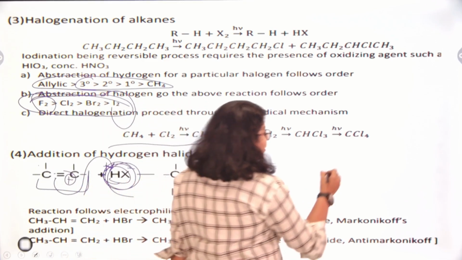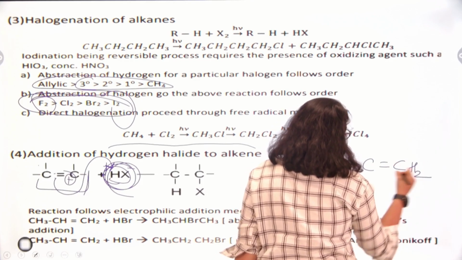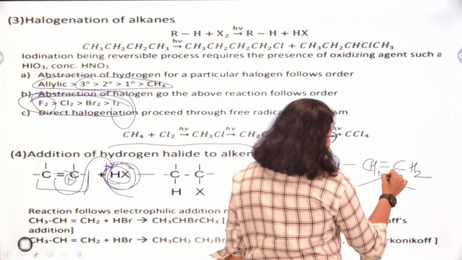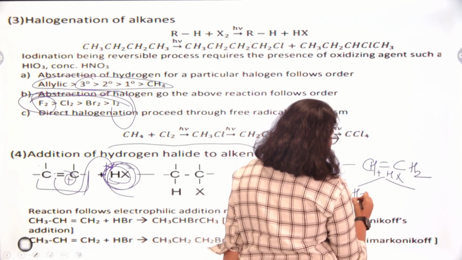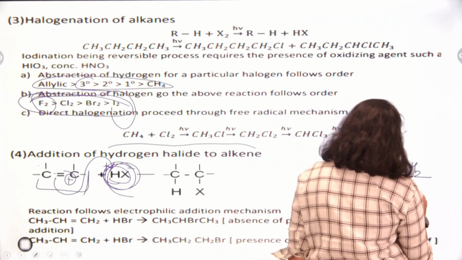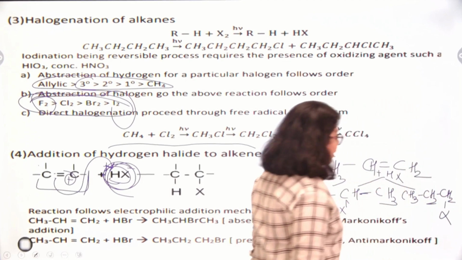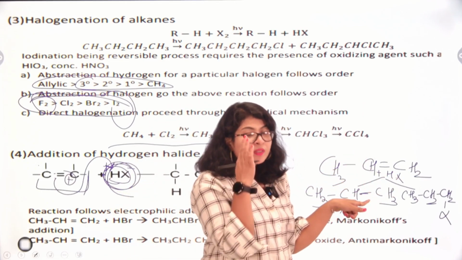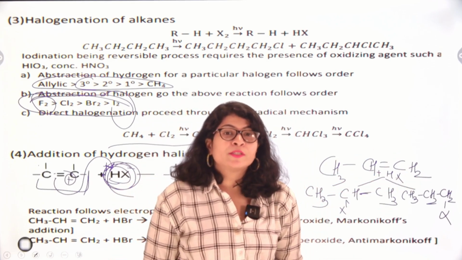But if there is an unsymmetrical alkene like CH3, CH2, CH, then you have 2 possibilities when adding HX. One is CH3, CHX, CH3, and the next possibility is CH3, CH2, CH2, X. In one case the negative ion goes to the second carbon, in the other case it goes to the first carbon. So there is a battle between which one will be the major product and which the minor product.